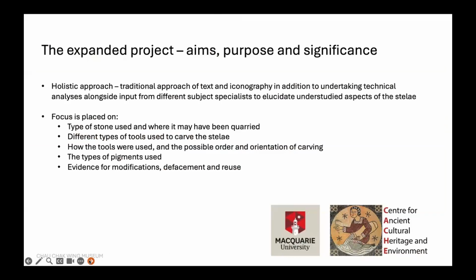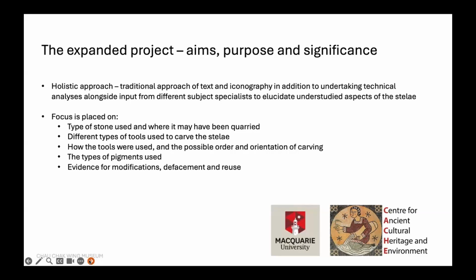Now, in this expanded project, the traditional approaches of studying the text and iconography have been combined alongside the technical analyses and expertise offered by different subject specialists in order to identify the type of stone used and where it may have been quarried from, the different types of tools used to carve the stelae, and to understand better how the tools were used and the possible order and orientation in which the carving may have taken place. Another component is identifying the pigments used. And finally, looking for evidence of modifications, including defacement and reuse.